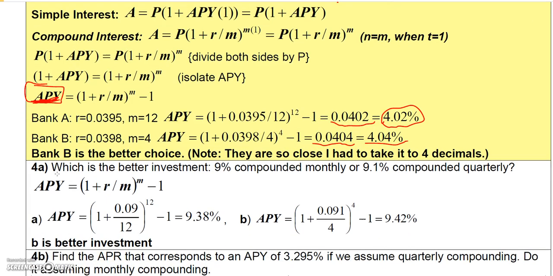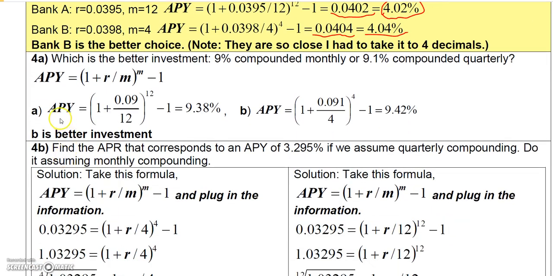And that's all it is. So if you want to find which is the better investment on two investments that are so close it's hard to tell, look at this example. Here, 9% compounding monthly, you've got the better compounding periods because you're compounding monthly. But here you've got the better interest rate, 9.1%. So all you do is apply this formula to each one.